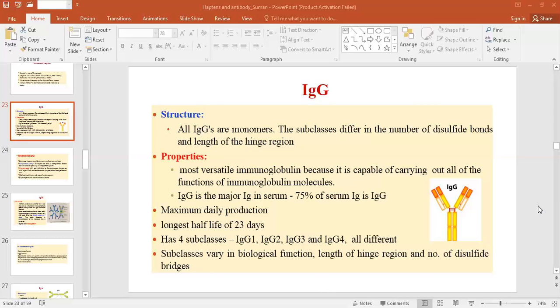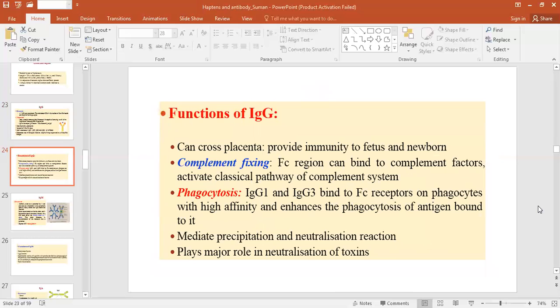Now I'm coming to the function part of IgG. IgG is an antibody that can cross the placenta and provide immunity to the fetus and newborn. They can also take part in the complement fixation process. The Fc region of the IgG can bind to the complement factors and activate the classical pathway of the complement system. They can also induce phagocytosis. Here, the two subclasses, IgG1 and IgG3, bind to Fc receptors on phagocytes with high affinity and enhance the phagocytosis of the antigen bound to it.